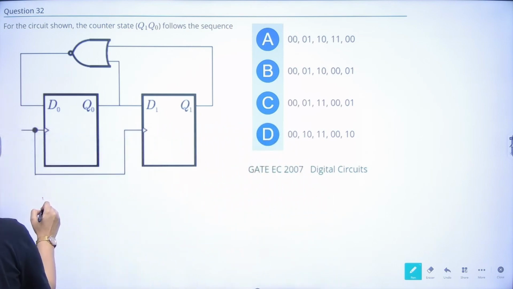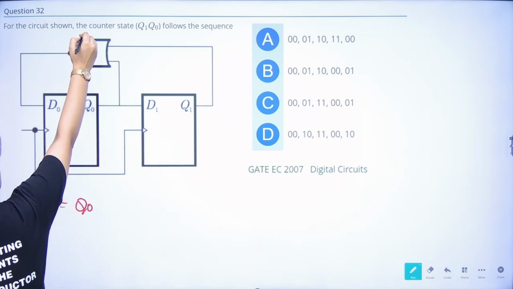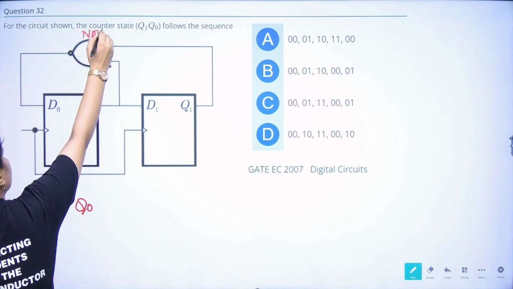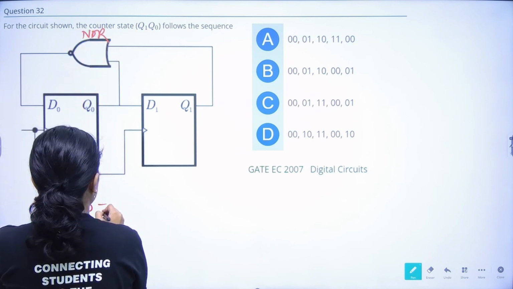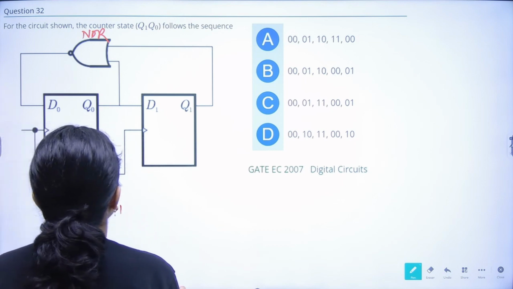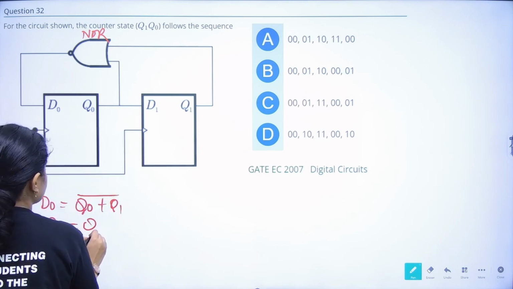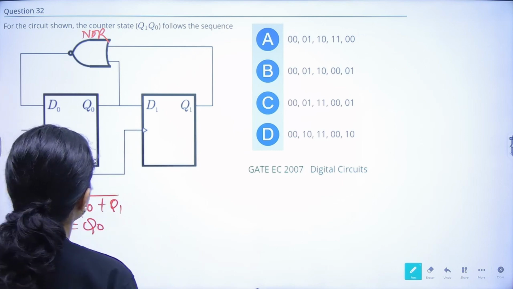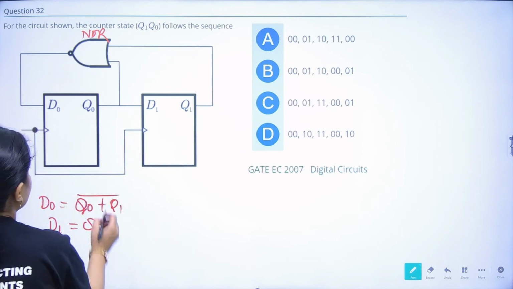You know the value of D0 is equal to Q0 plus Q1 NOR, and this is a NOR gate, right? And the value of D1 is equal to Q0. This is what's happening, and the value will shift like this.